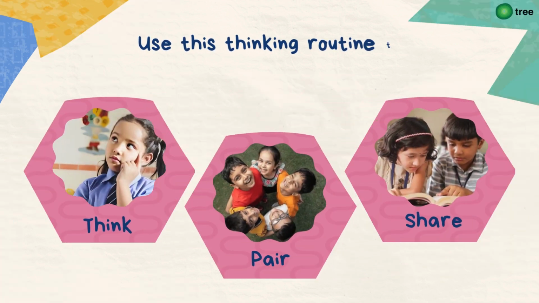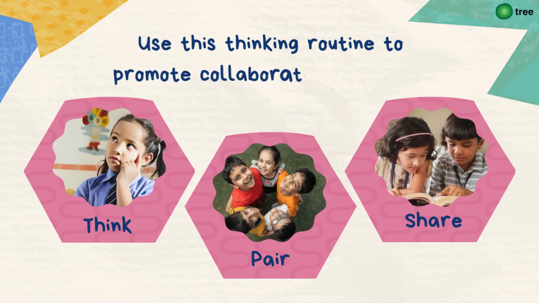The second thinking routine is think, pair, share. The learners first quietly think about a question or topic. They then pair up with a peer in their classroom and then share their thinking, and can finally also share their ideas with the whole class. This routine is also helpful in promoting collaborative thinking as a whole group, where students listen to each other's ideas and thoughts.